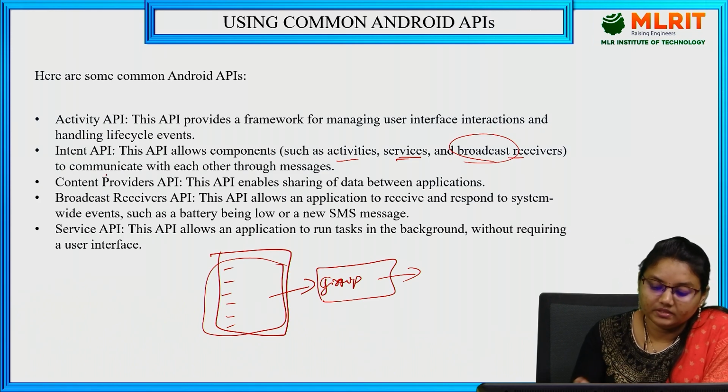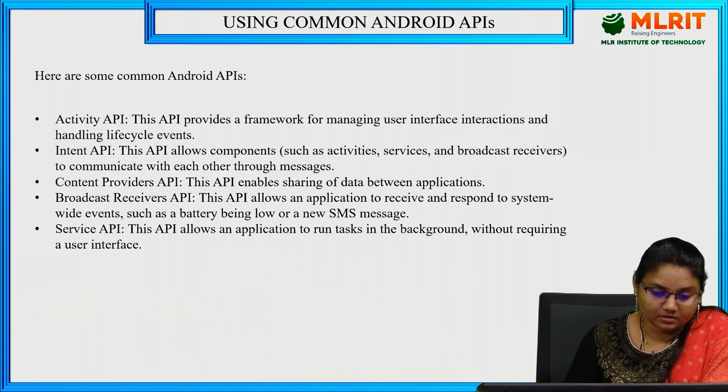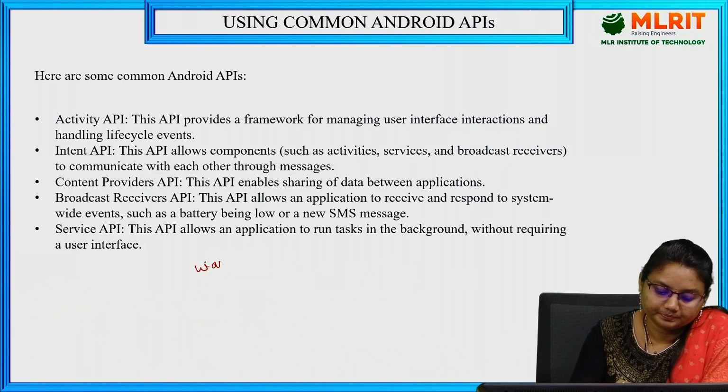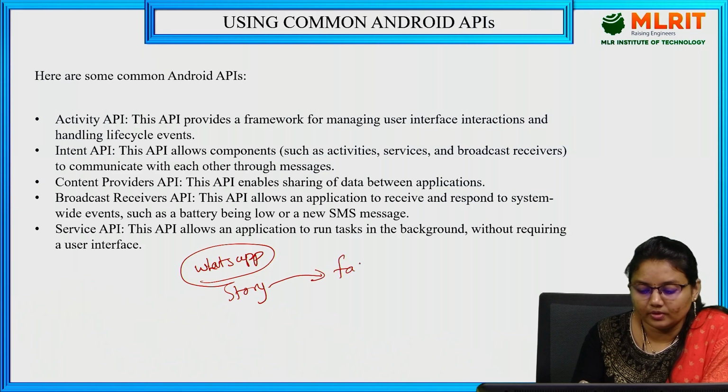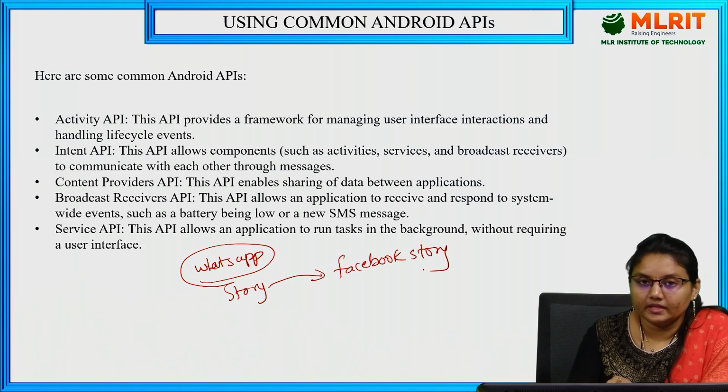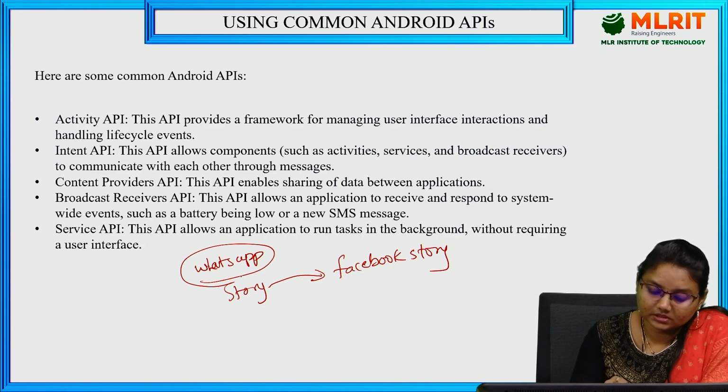So one activity to another activity if you wanted to send, or within the activity. Suppose you have a WhatsApp story. The same story, if you wanted to post it as a Facebook story, then you can integrate that by a single click, right? So this is called intent.